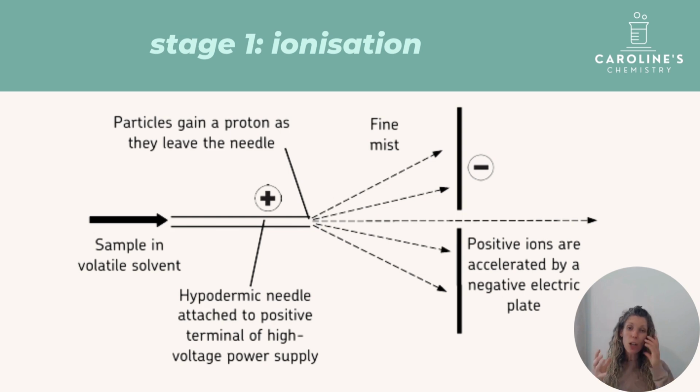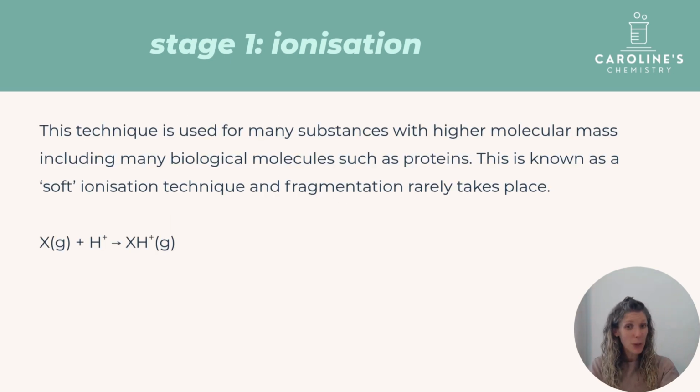Again, this is what it looks like, or you can visualize it as. So we have dissolved our sample in our volatile solvent. It's then pushed through that hypodermic needle, and that's where the high voltage is applied. Each one of those molecules then gains that proton, and that's then entering as a gas into our time of flight mass spec tube. And this is how we'd write this as an ionization equation.